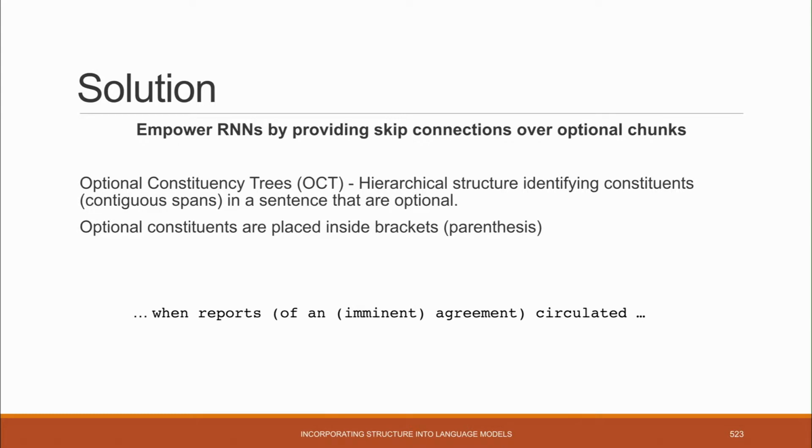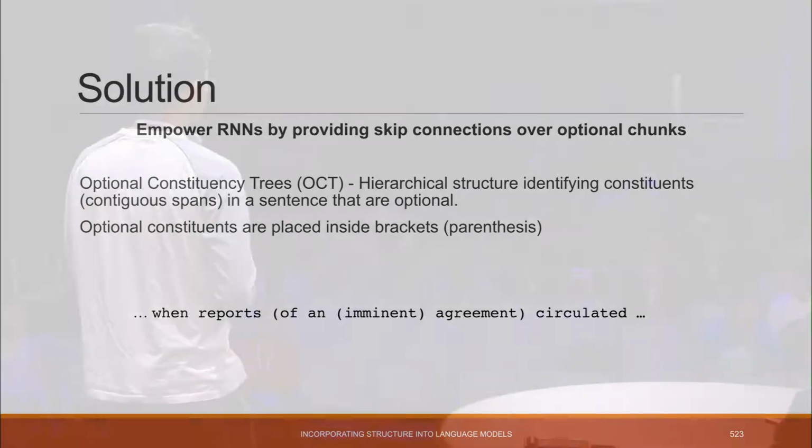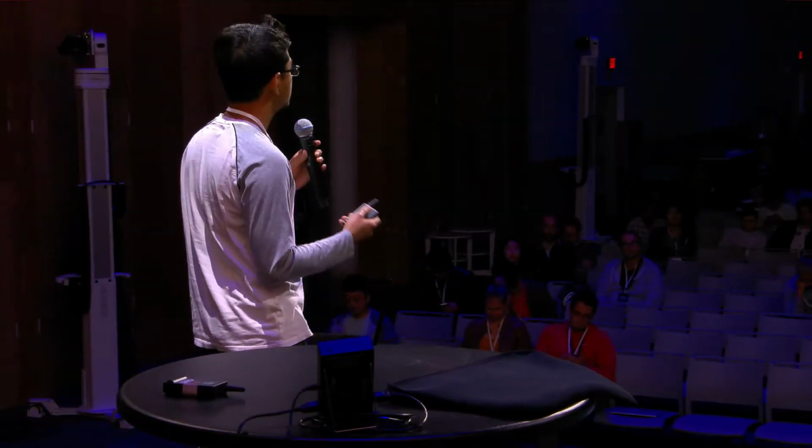And for this purpose, we have a tree structure called optional constituency trees, which is a hierarchical structure which identifies constituents, which are contiguous spans in a sentence that are optional. For instance, in this case, the spans inside the bracket are optional. So once we have defined the tree structure that we want to introduce, the model itself is not very difficult.